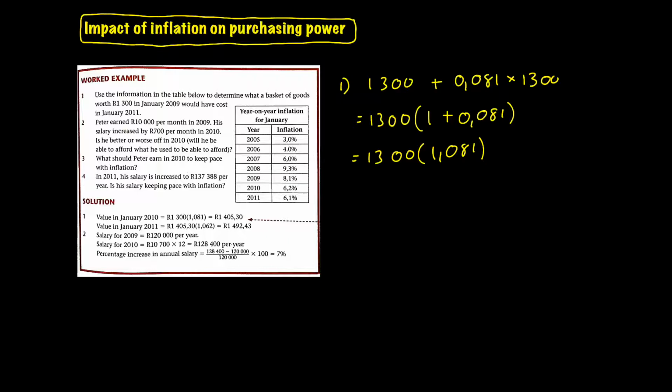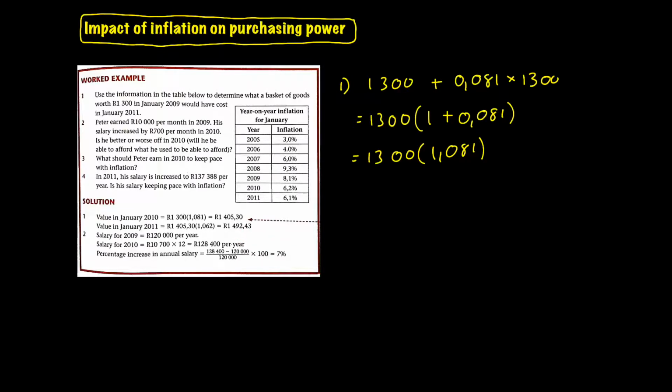And then you see that amount works out to 1,405 Rand and 30 cents. That's at the end of 2010. At the end of 2011, we take that amount from the end of 2010 and we work out what the new inflation rate is going to be. So that's 1,062, because that inflation rate is 6,2. And remember that 6,2 would have been 0,062 in here, added to that 1, which then gives you that expression. So in total, after the 2 years, what you could buy for 1,300 Rand in 2009 will now cost you 1,492 Rand 43 cents in 2011.